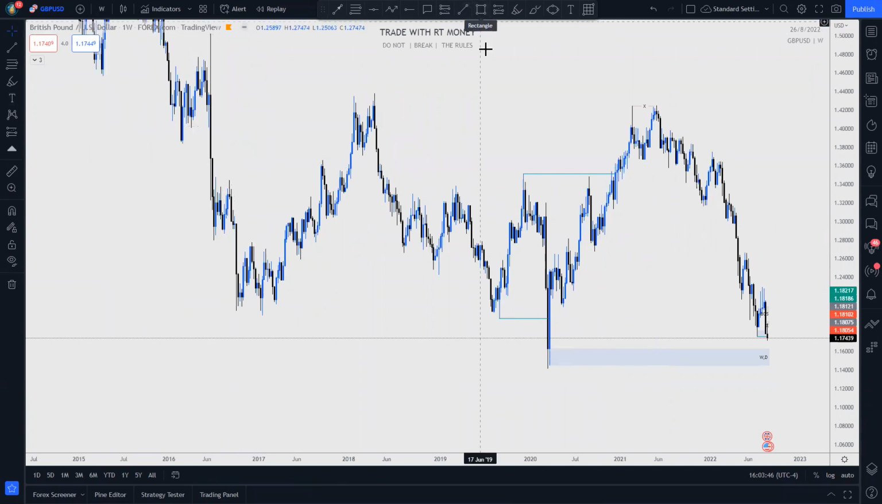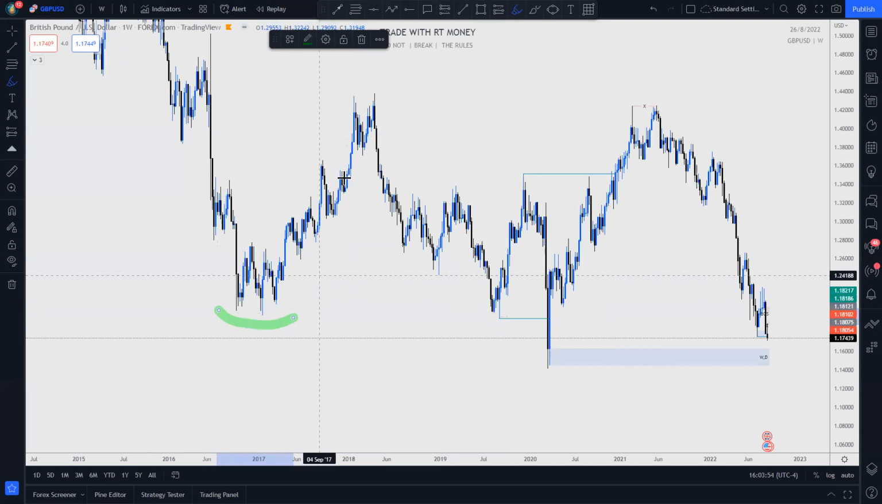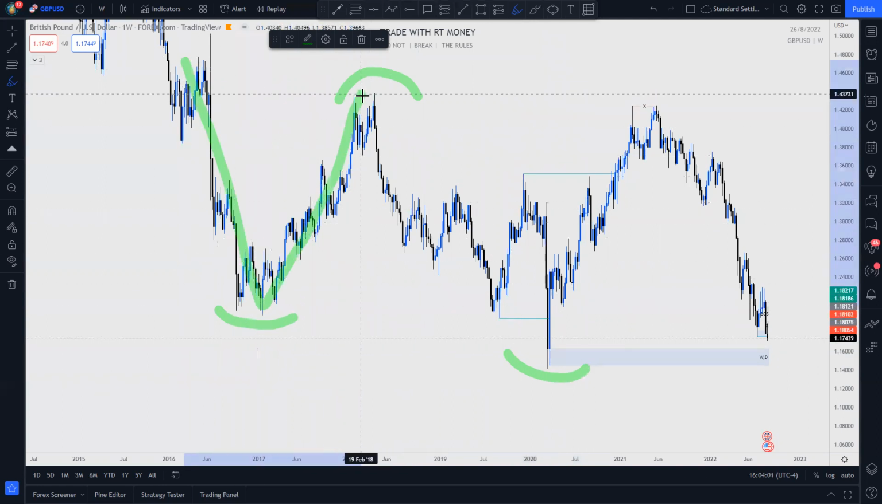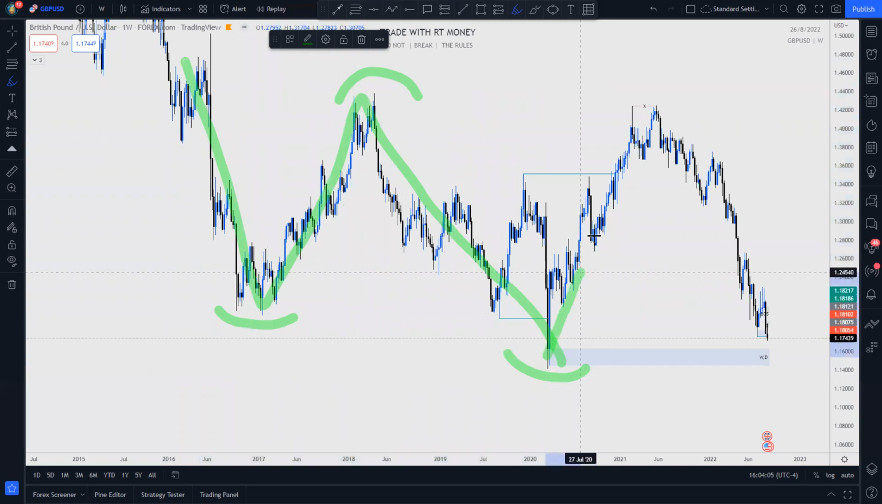Look at the weekly. What I want you to make note of is the swing structure, because structure is king. You remember that. This is a swing low. This is the swing high. This is the swing low. A lower low. Lower low, lower high, lower low, lower high. It's lower than this one.